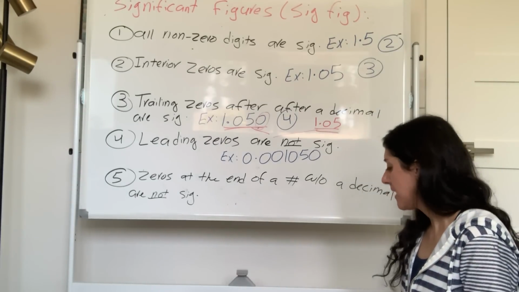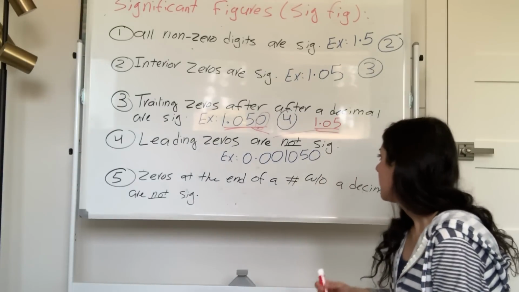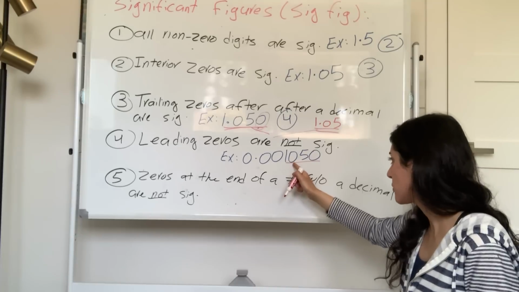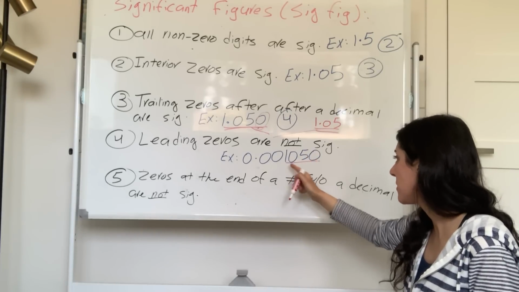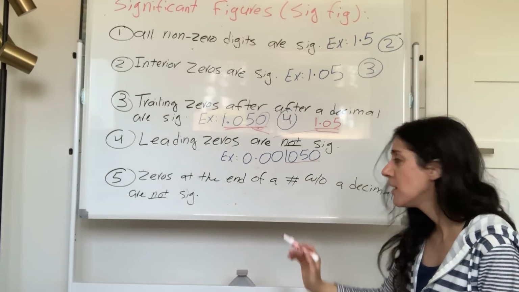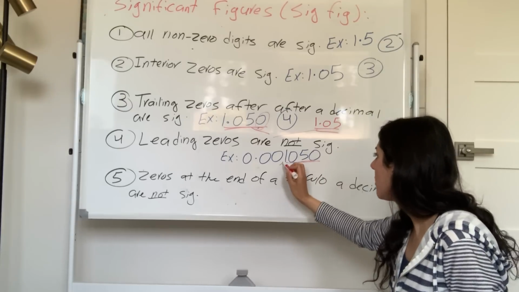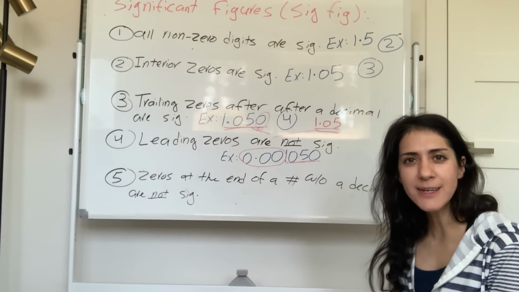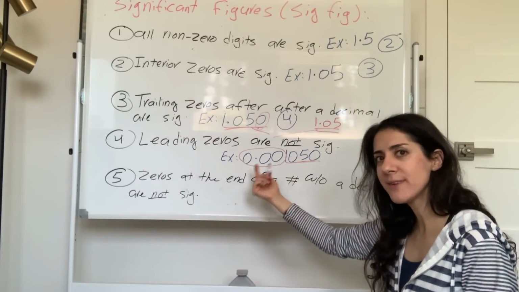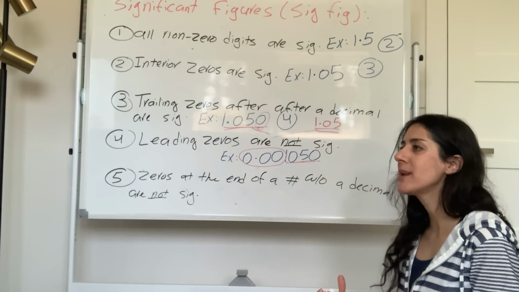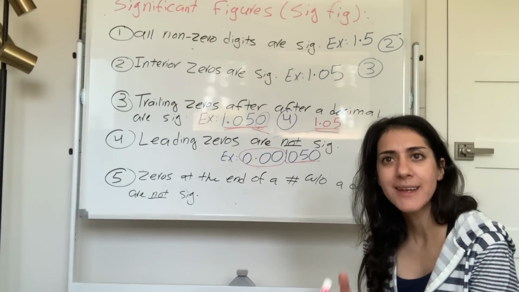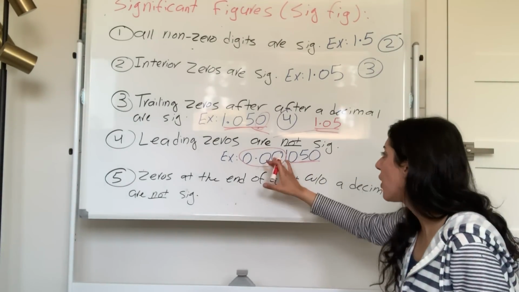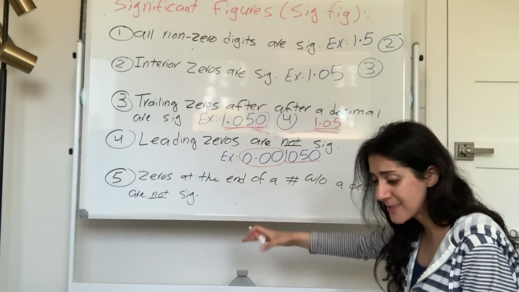0.001050. Okay. Now, we knew that these four are significant, right? 1050, because sandwiched between numbers, if you have a zero after a number and you have a decimal, it counts. So we knew that. Now, are these significant? Those are not significant. Here's why. The only reason we have those is because they're showing us this is a tiny number. That's all it is. So it's not significant because it doesn't have any significance in it.